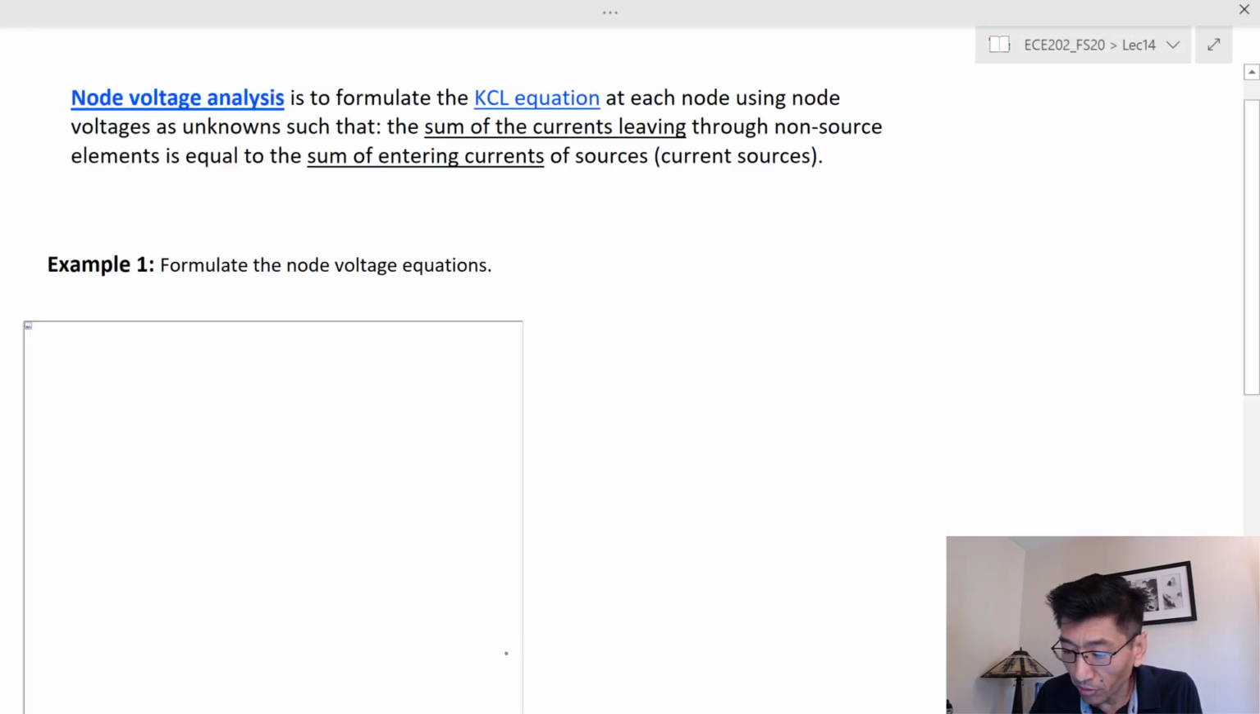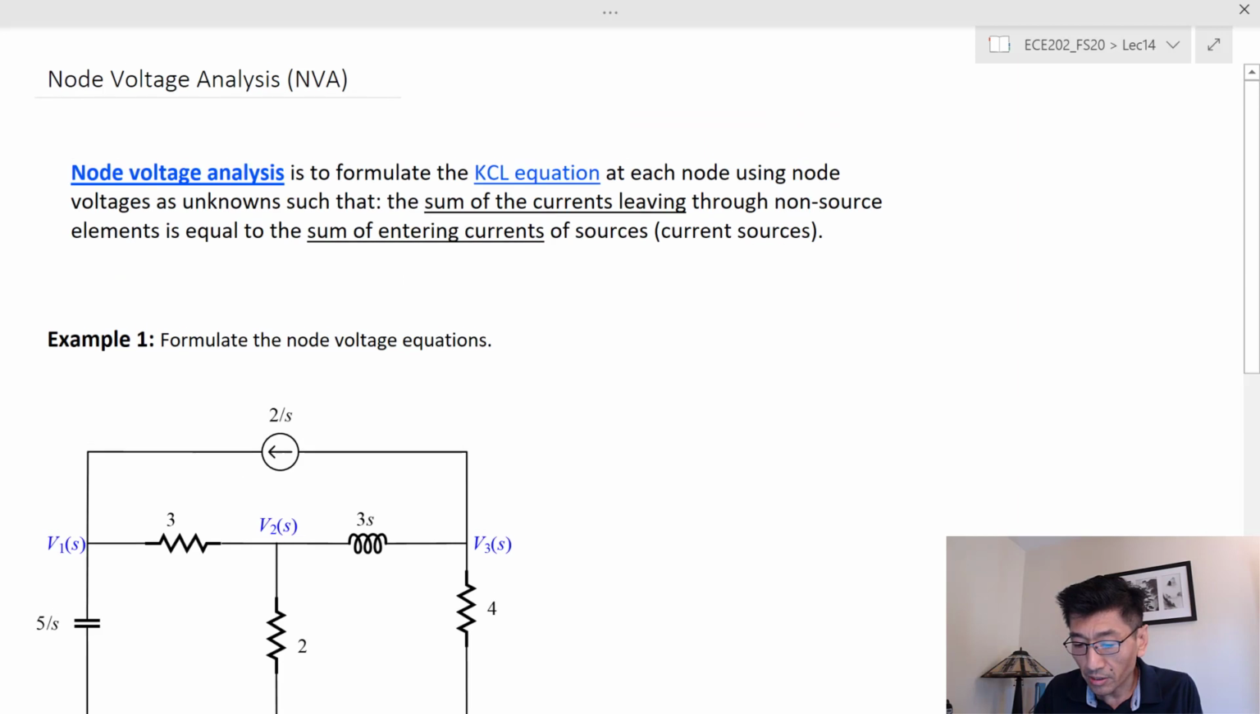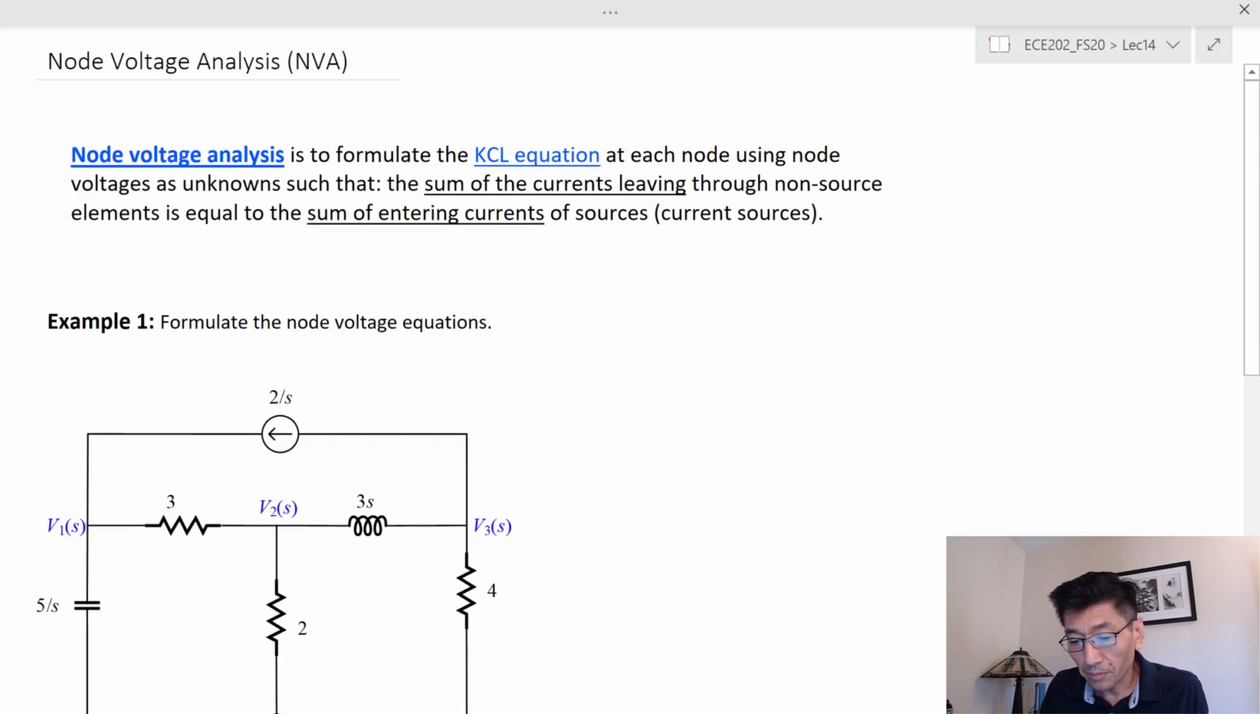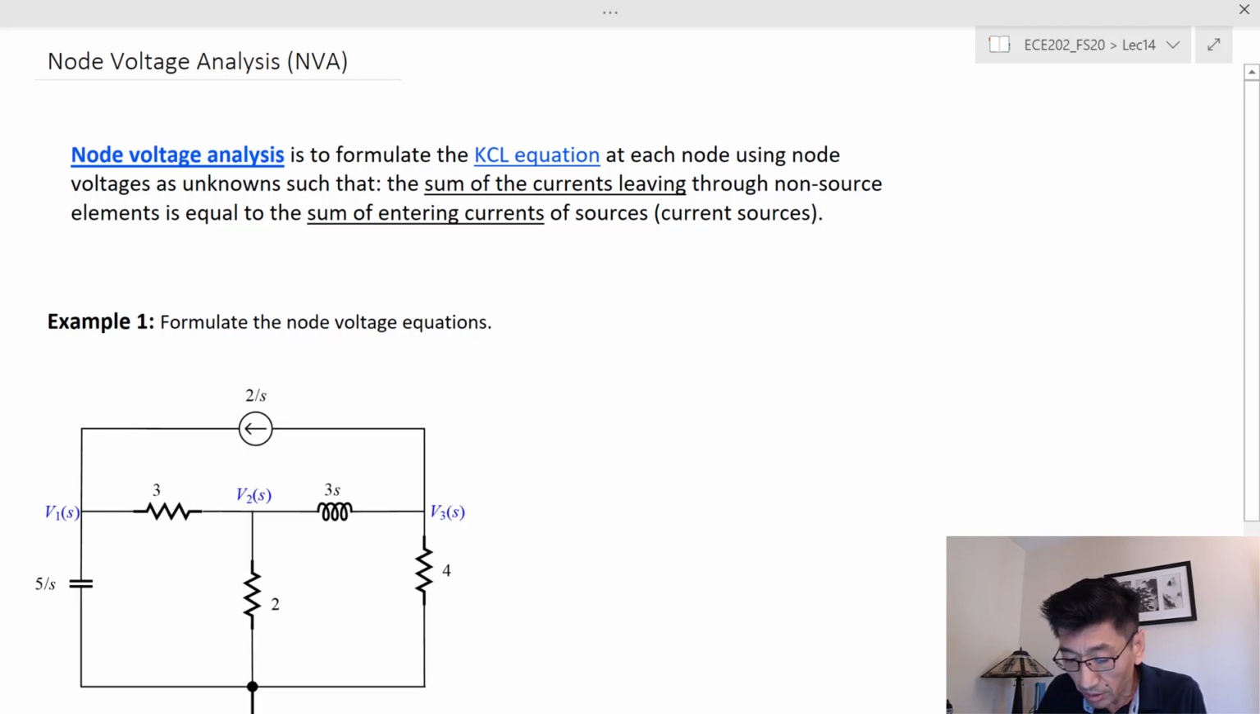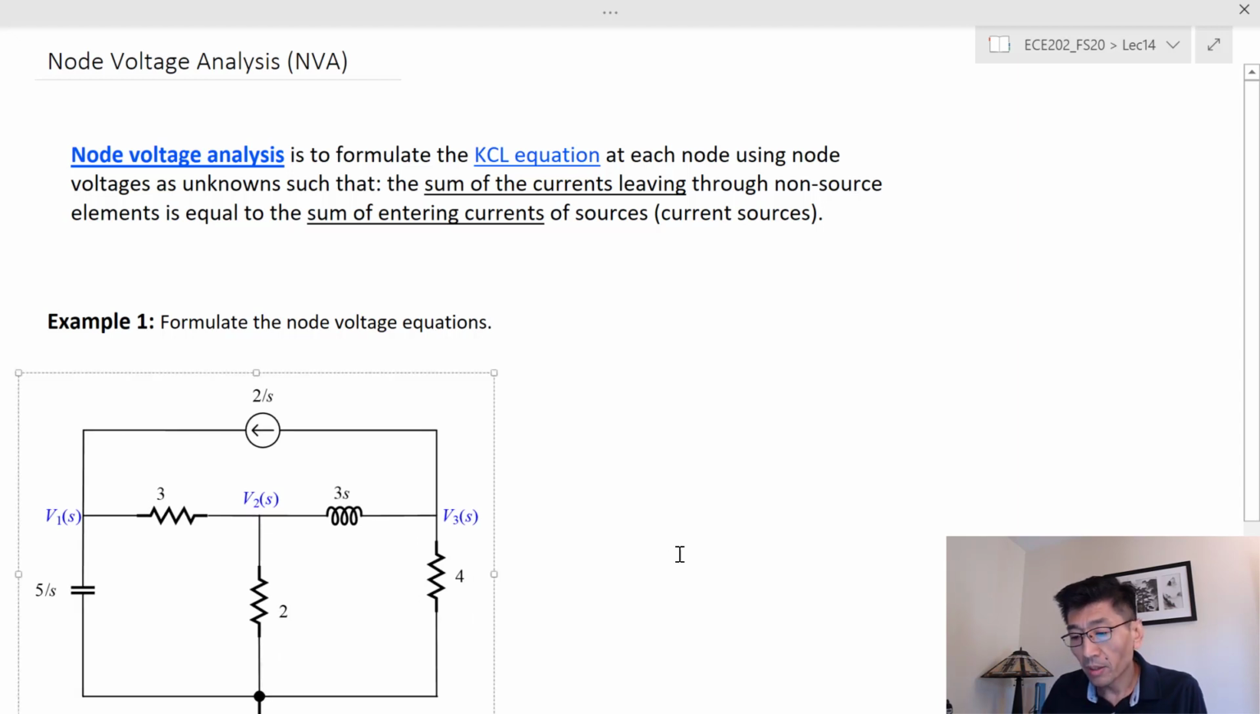Let's start with the node voltage analysis, the basic case. And remember, what is the node voltage analysis? The node voltage analysis is basically we're writing the KCL equations at each node, right? And the KCL equation will follow the convention that all the current leaving from that node through the non-source elements, they will add them together. That's going to be equal to the currents entering that node from the sources.